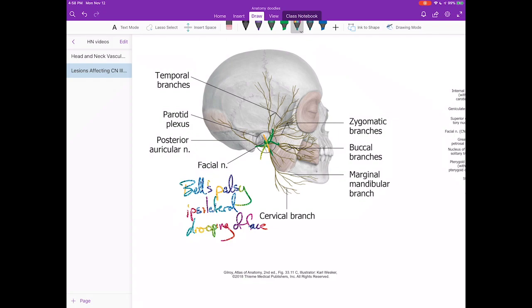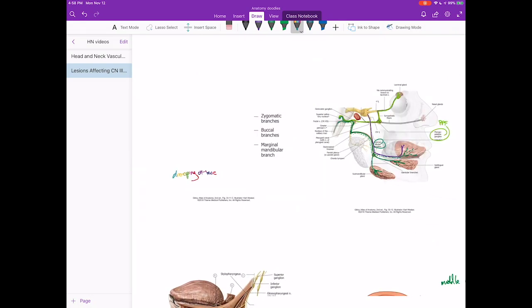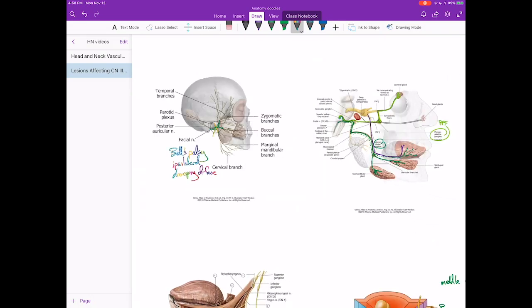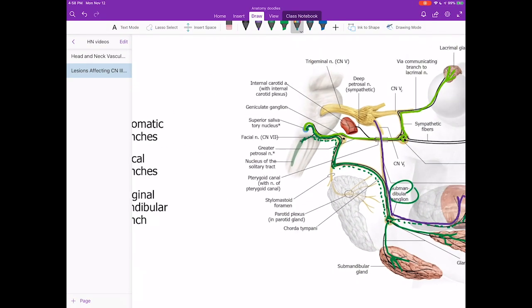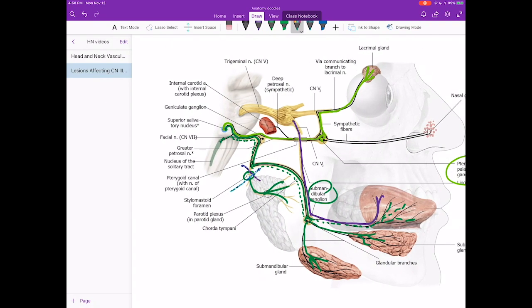Now notice, would fibers from 7 be affected that are not motor? No, because here is the stylomastoid foramen. So if my lesion, fibers going this way, if my lesion is here, let's just say it's right there, it will not affect taste or innervation of the salivary glands located in a completely different pathway. And it would certainly not affect lacrimation of the eye.